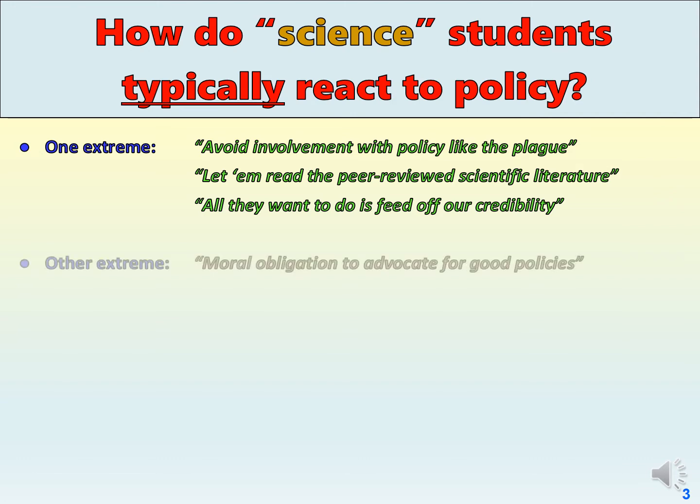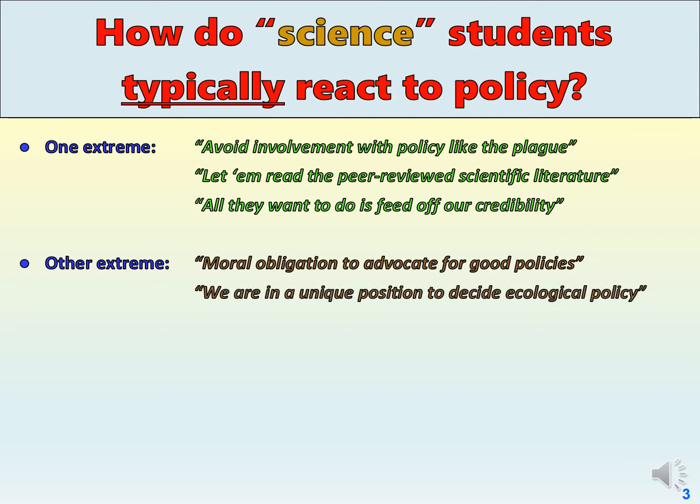So we shouldn't really get involved, because it's helping out those people with things that aren't necessarily in the public interest. Further, at the other extreme, and these are extremes, probably no one's at the complete extreme, other students would argue that we have a moral obligation to advocate for good policies. And by implication, we, the scientists, we, the students, can decide what's good policy. Students might also say at this extreme that we are in a unique position as scientists to decide ecological policy. Because we are scientific experts after all, we should decide policy.